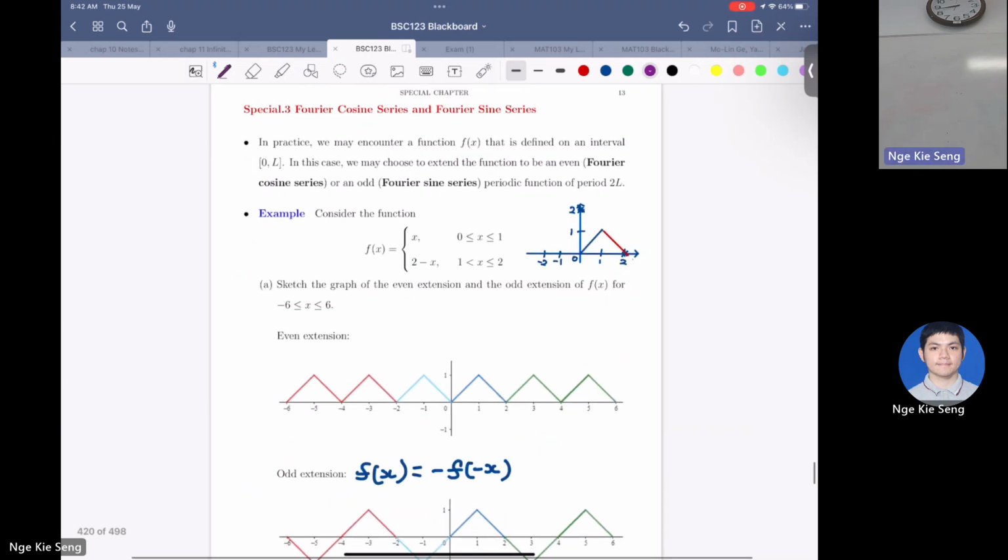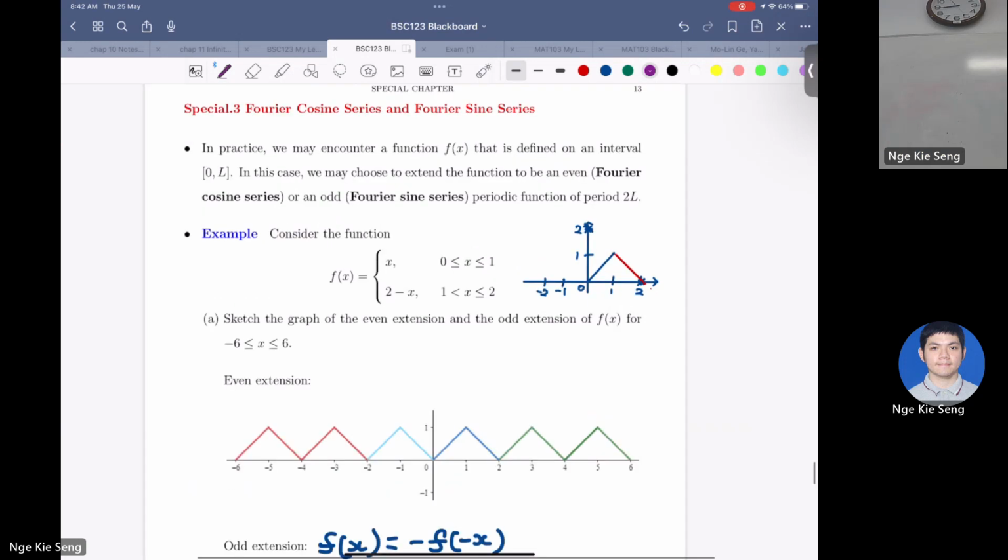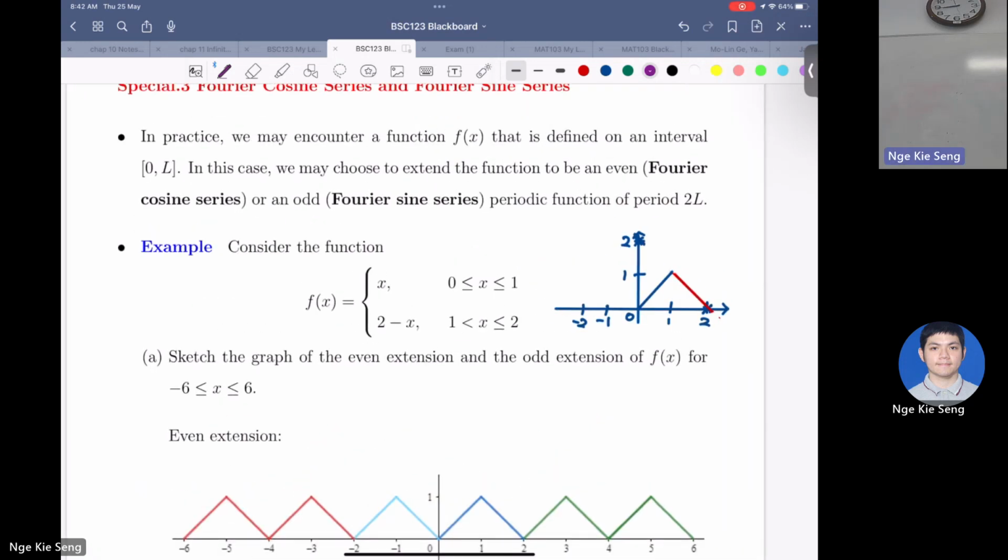So the next part is the Fourier cosine or Fourier sine series. What's the Fourier sine or Fourier cosine series here? It is also the question of extending the function, and there are two ways to extend the function. Let's say we have this example here: it is x from 0 to 1, and 2 minus x from 1 to 2.